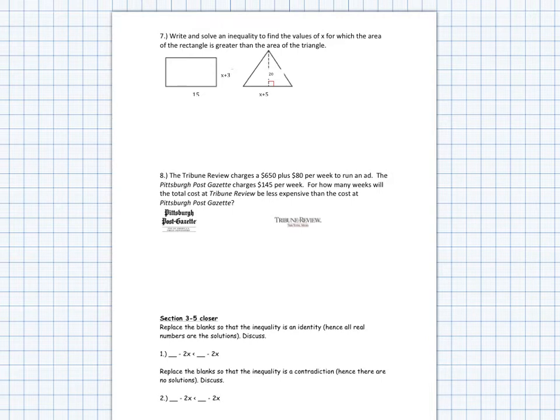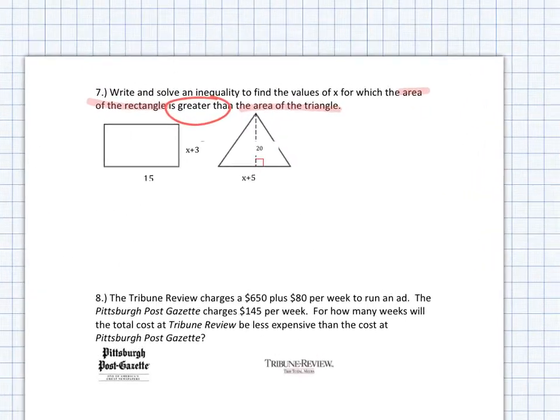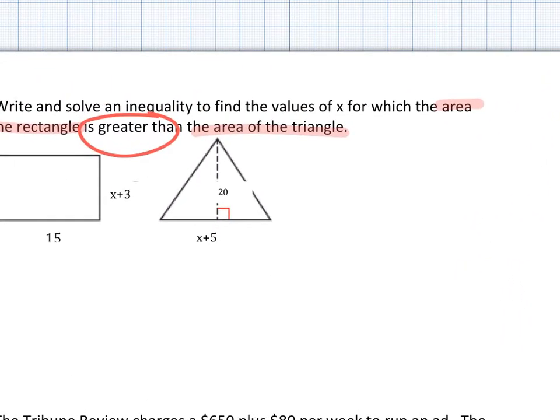So number 7, we got a geometry example here. Number 7 says, write and solve an inequality to find the values of x for which the area of the rectangle is greater than the area of the triangle. So for this, you got to remember some formulas. Area of a rectangle is length times width, or base times height, right? And we want that to be greater than the area of the triangle, which is 1/2 base times height.